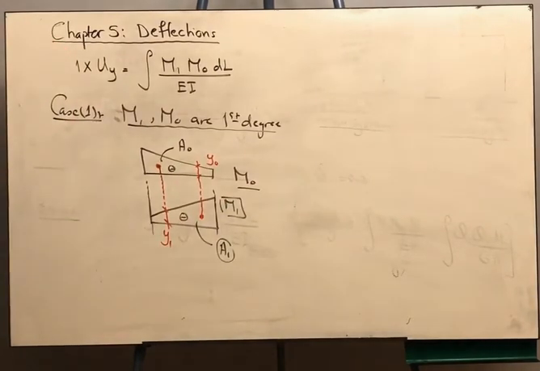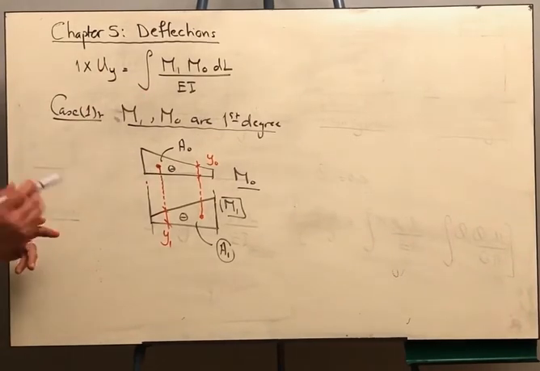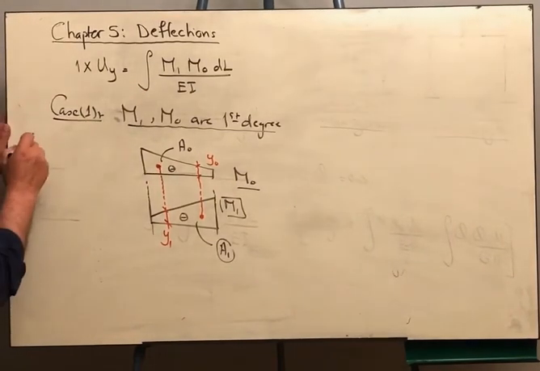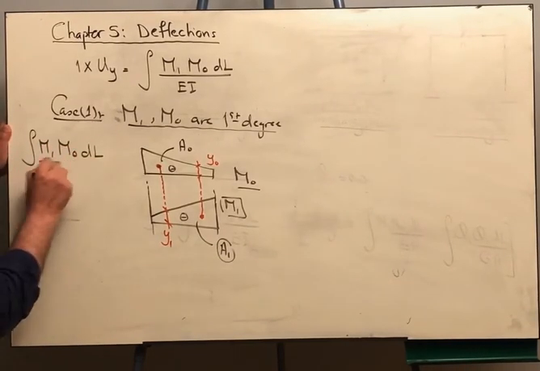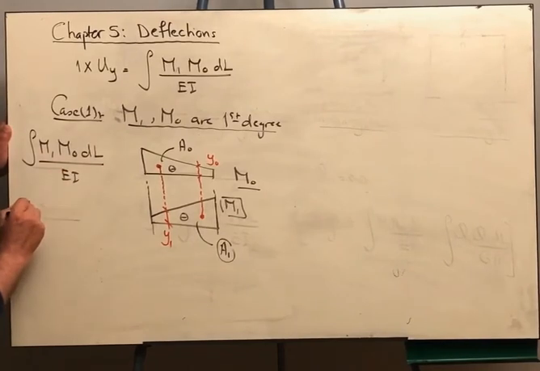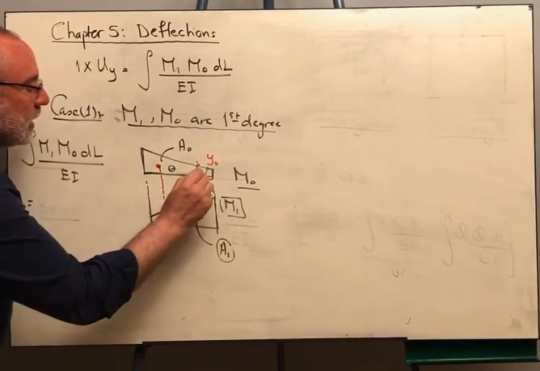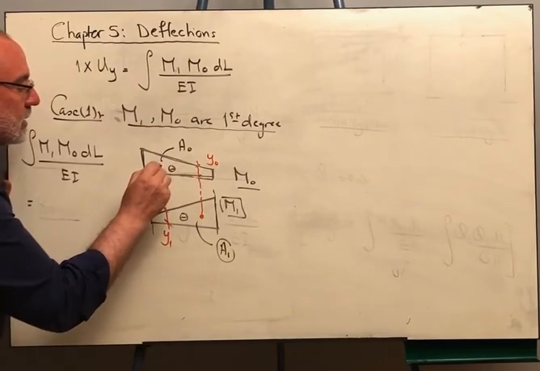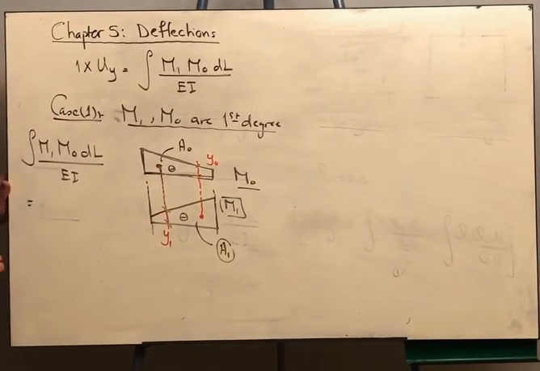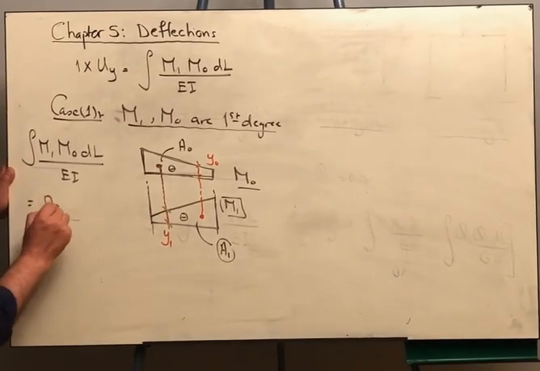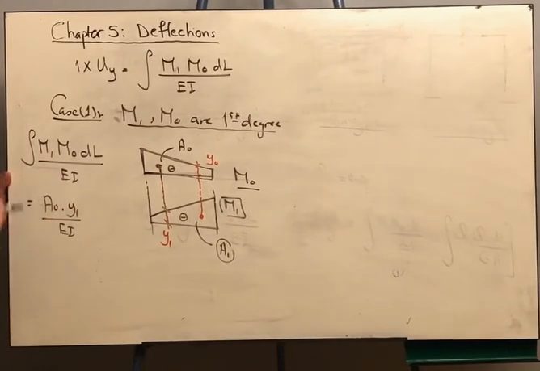So the rule is saying that we can solve for this integration graphically. We don't have to go mathematical. We can say that integral M1 M naught dl over EI is equal to either that we take the area of this diagram and we get its centroid and get the corresponding ordinate from the other diagram, multiply them by each other, which is A naught y1 over EI, or vice versa.